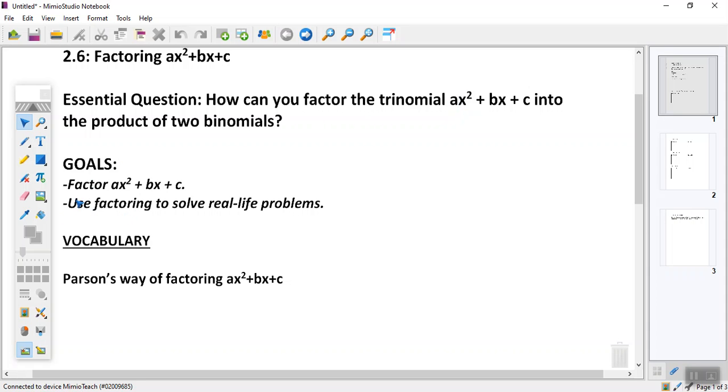All right? So we're going to factor ax squared plus bx plus c. We're going to use some factoring to solve some real life problems. You said you don't want to do any guessing and checking, right? So how about we go Parsons way? Is that a fair deal?